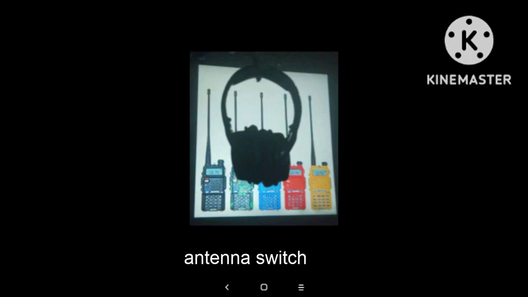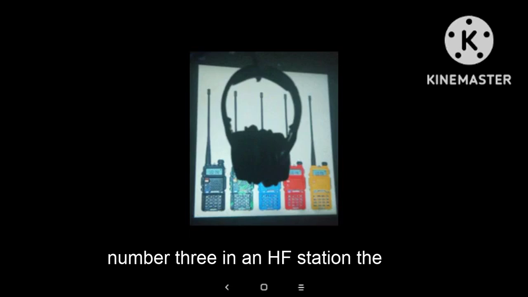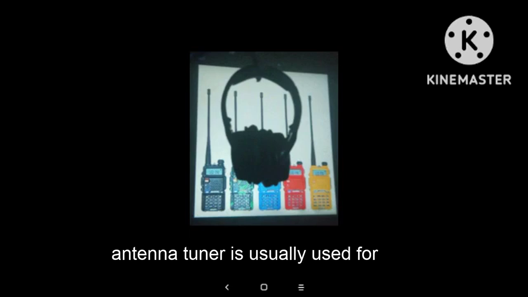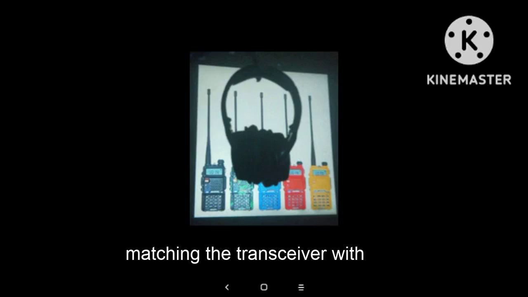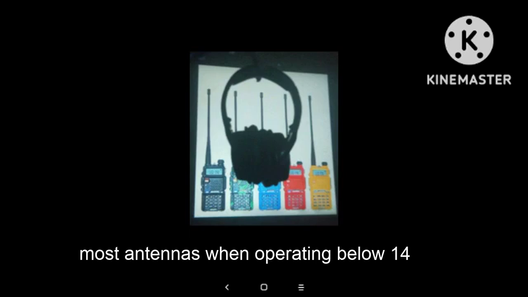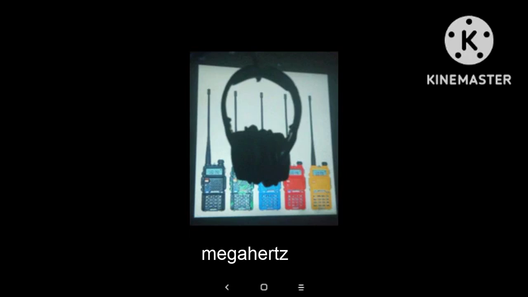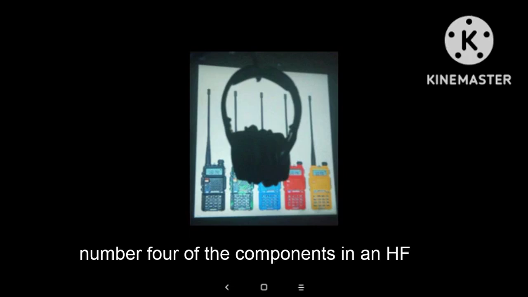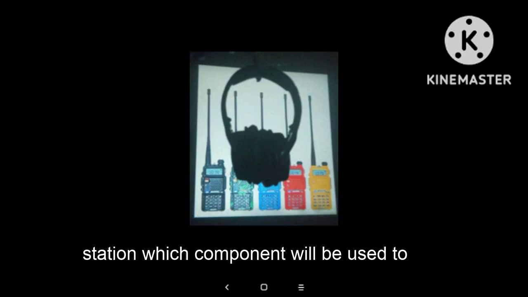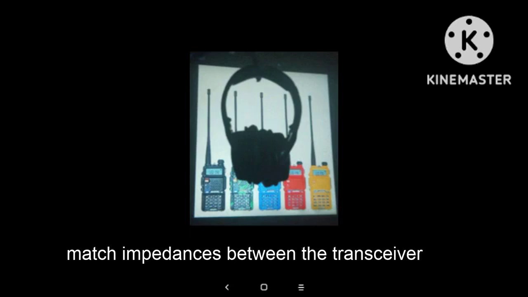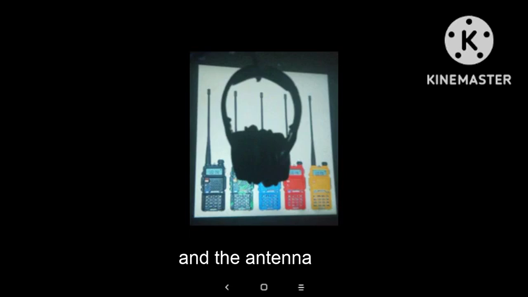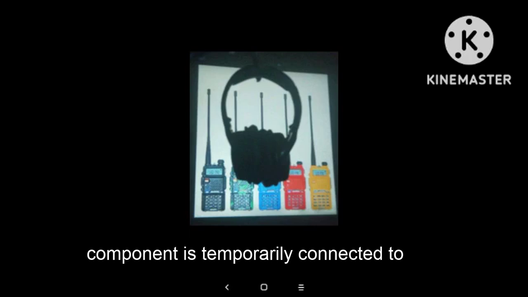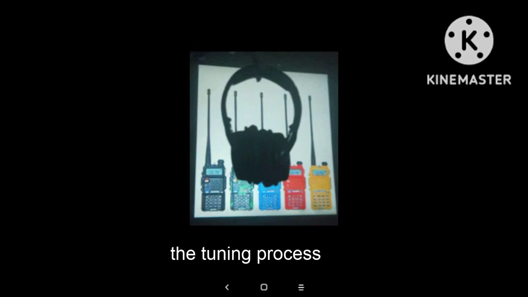Antenna switch. Number 3. In an HF station, the antenna tuner is usually used for matching the transceiver with most antennas when operating below 14 MHz. Number 4. Of the components in an HF station, which component will be used to match impedances between the transceiver and the antenna? The antenna tuner. Number 5. In an HF station, which component is temporarily connected to the tuning process?